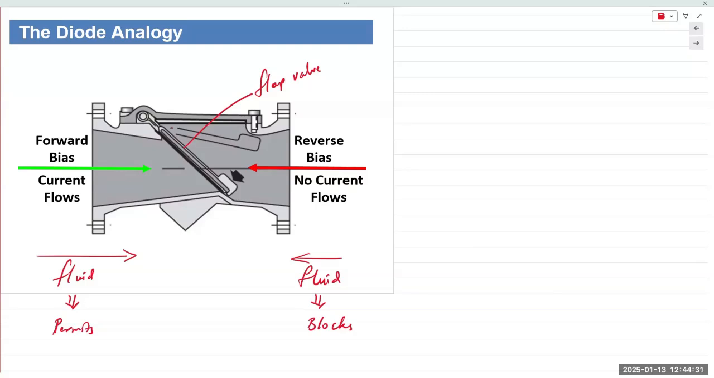So a diode is analogous to a one-way mechanical valve. It only allows electric current to flow in one direction, and it blocks the flow of electric current in the opposite direction. So it's a one-way device.